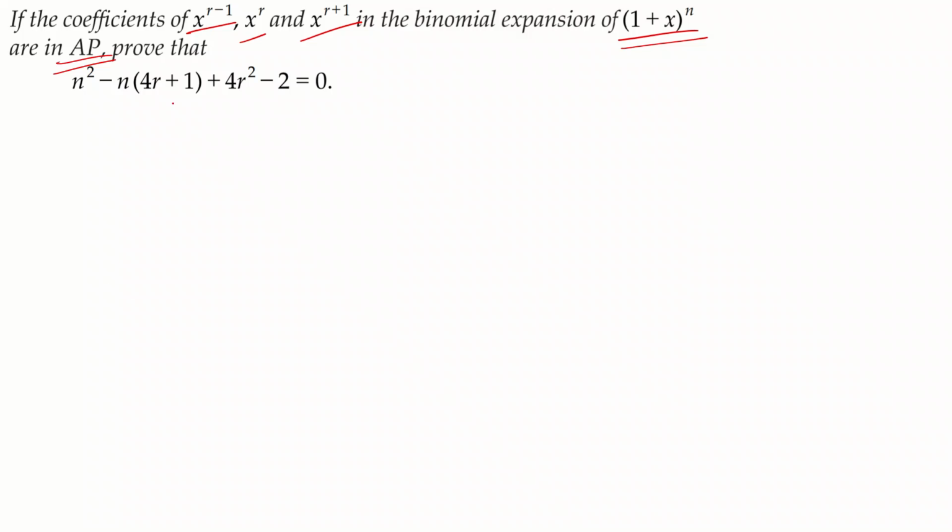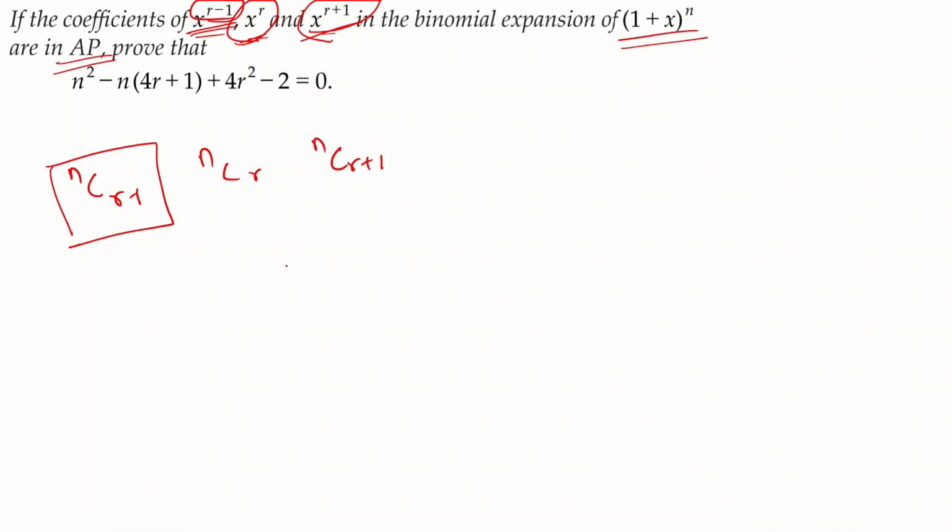So what are the coefficients of these terms? The coefficient of x to the power of r minus 1 will be nC(r minus 1), because we are having r minus 1 in the power of x. So the coefficient is nC(r minus 1). Similarly, the coefficient of x to the power of r is nCr, and the coefficient of x to the power of r plus 1 is nC(r plus 1).